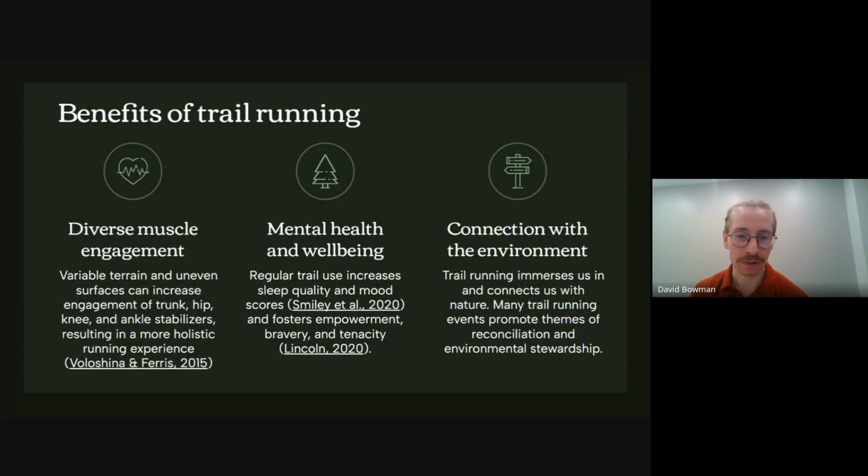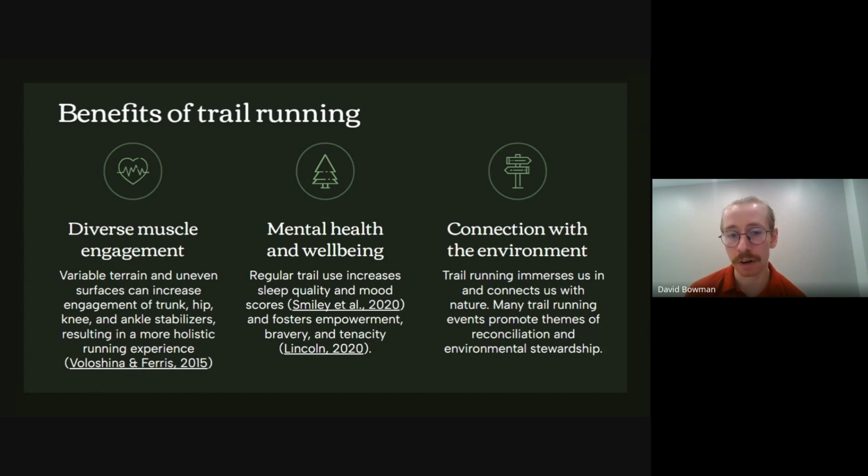So outside of just the running related benefits that we get, there are a number of benefits specific to trail running in and of itself. So one of these is that we often get very diverse muscle engagement compared to road running. And so because of this variable terrain on the uneven surfaces that we're on, we get increased engagement that's been shown in literature of the hip, knee, and ankle stabilizers, which can give us a sort of a more full body or holistic running experience.